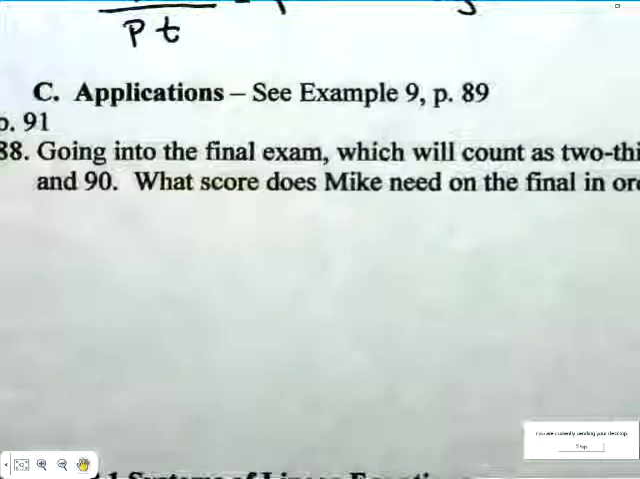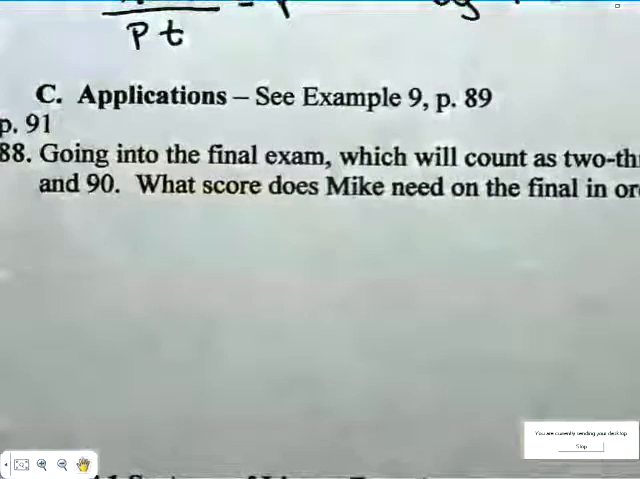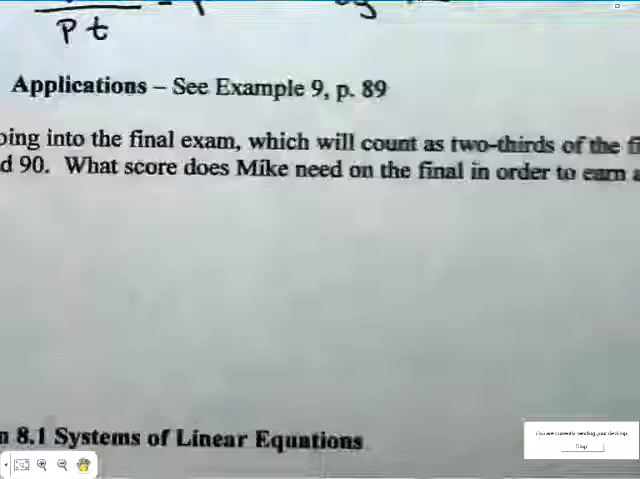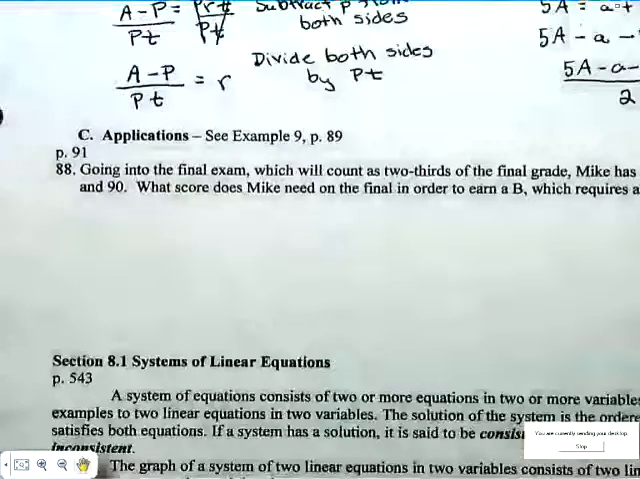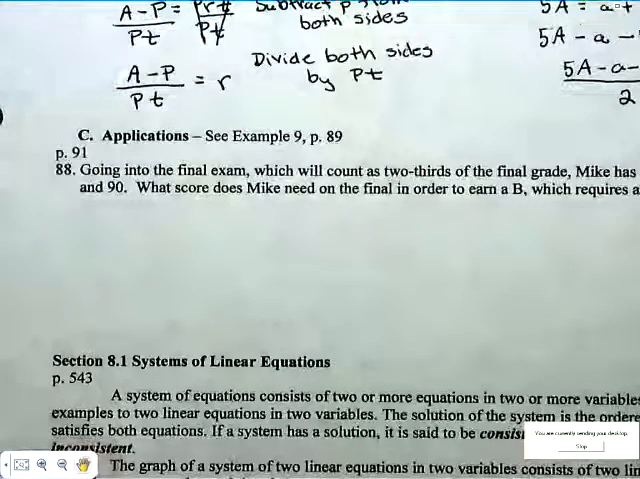Going into the final, which will count as 2/3 of the final grade. This one's a little bit harder because it has fractions in it. Man, that would be rough. Final exam counting you 2/3 of your grade in one day. The whole other 15 weeks of the semester just count 1/3 of your grade. That'd be terrible if you were kind of feeling bad that day.